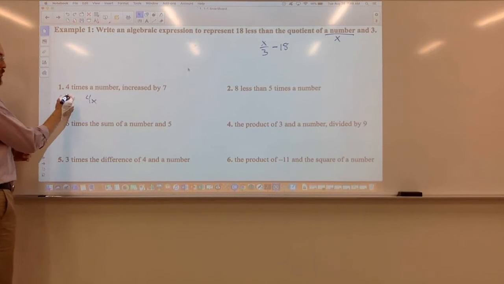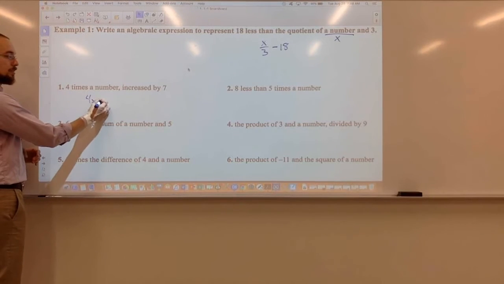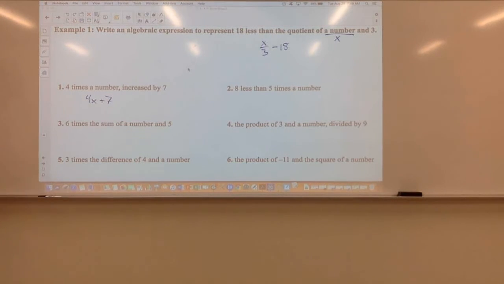Does it matter if I do 7 plus or plus 7? Does the order of addition matter? Is 2 plus 3 the same as 3 plus 2? Yeah, so the order of addition really doesn't matter. The order of subtraction does matter, because 3 minus 2 is not the same as 2 minus 3. It should be in the form of order of operations, because multiplication.